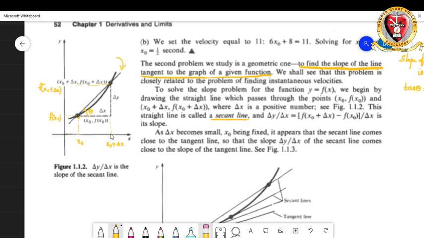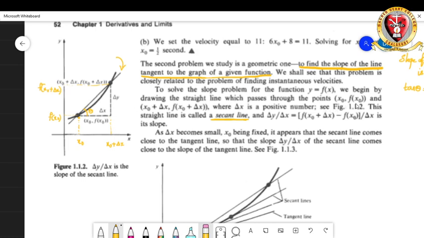And suppose if this is x naught plus delta x, then correspondingly this will be f of x naught plus delta x, and the point here can be represented as the ordered pair x naught plus delta x comma f of x naught plus delta x, right?